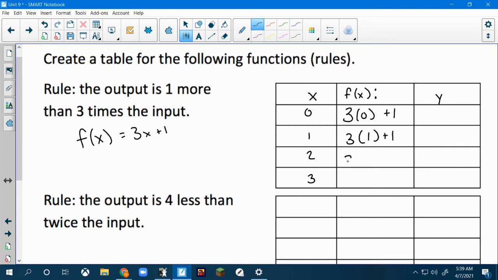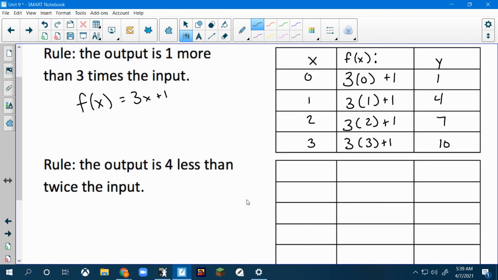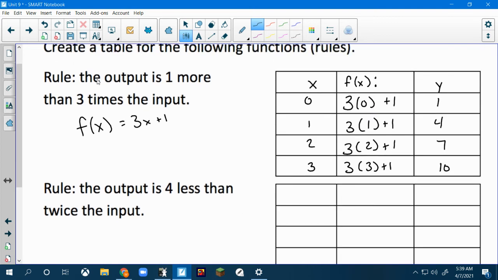I'm just going to put all of my rules in here. We've got 0 plus 1 is 1, 3 plus 1 is 4, 6 plus 1 is 7, 9 plus 1 is 10. That is a function. Hey, the output is 1 more than 3 times the input.